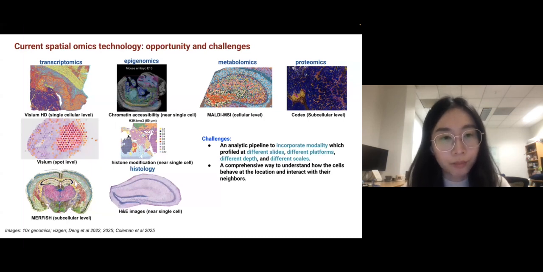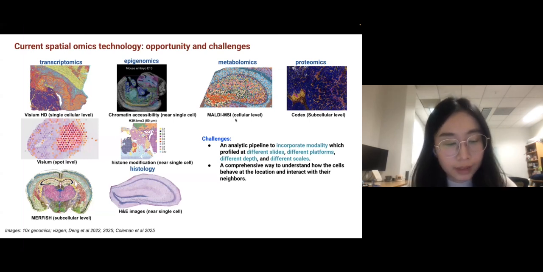And there's another class of technology like DBiT-seq that can do co-profiling of chromatin accessibility as well as histone modification, and mass cytometry that can do spatial metabolomics, as well as CODEX for protein profiling.